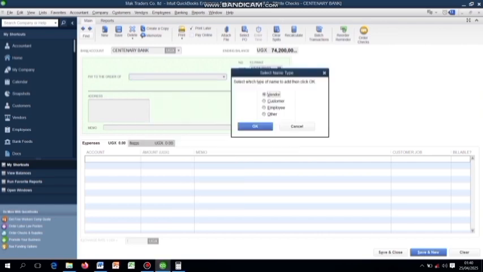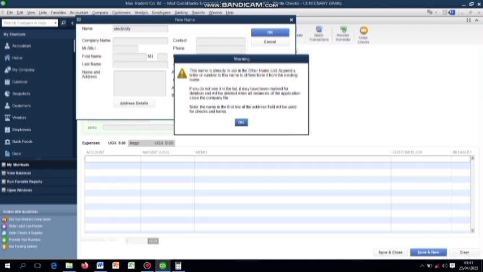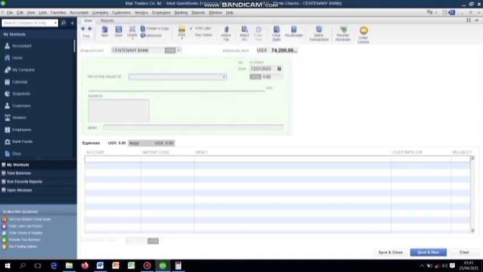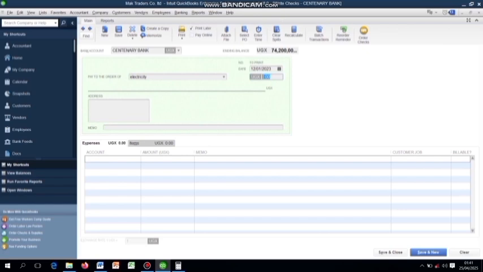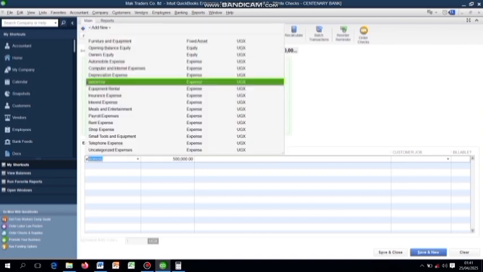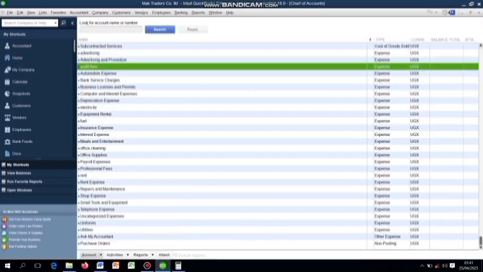So I'll go to the next one. I will add electricity. I'll press OK. Oh, if it already exists, then no need for adding. I'll just come here and choose electricity. Then I'll come here and write 500. I'll come here, the account associated with it, and press enter. Then I'll have finished all. I would say save and close. So it will save and close all of them.